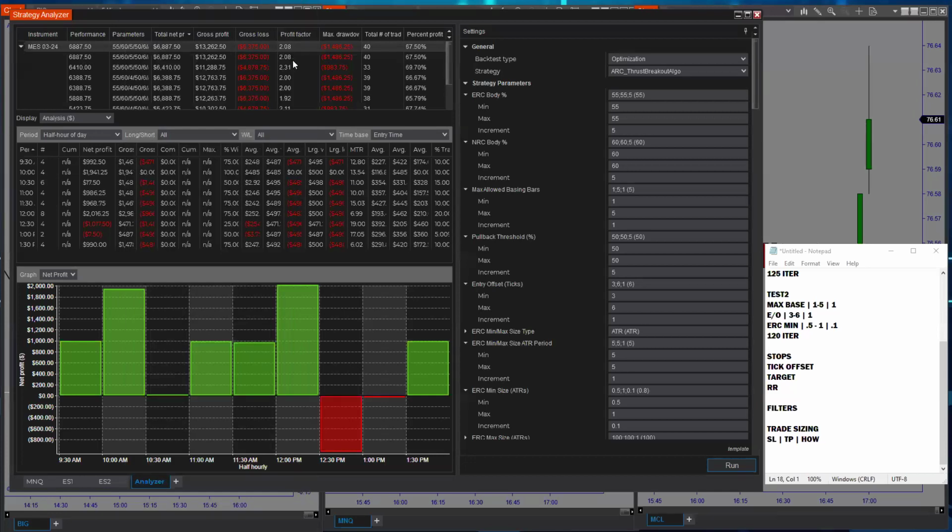And we want to look here. These two are the same result. This one had a lower drawdown, which I like. Higher profit factor, a little less trades, but those less trades equated to less drawdown, which is a good thing. So we'll take a look at that one too.